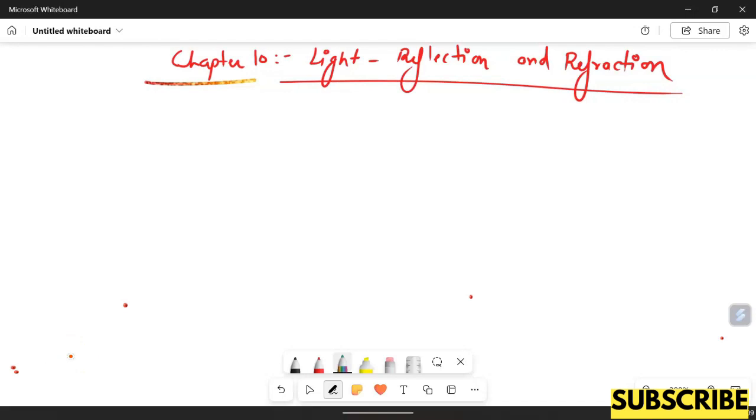We have already covered the laws of reflection and spherical mirrors. Today we are going to discuss the ray diagrams.